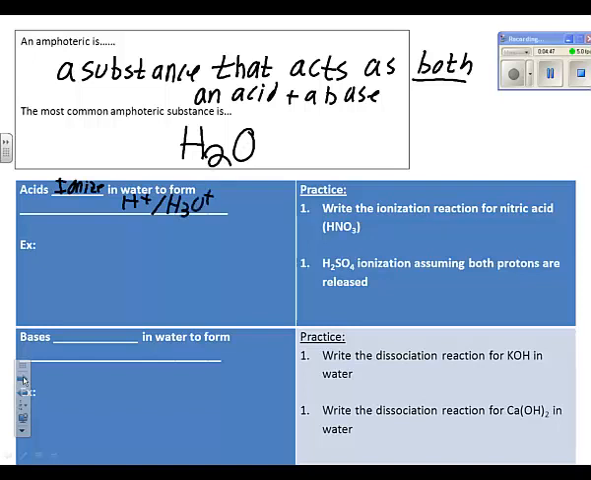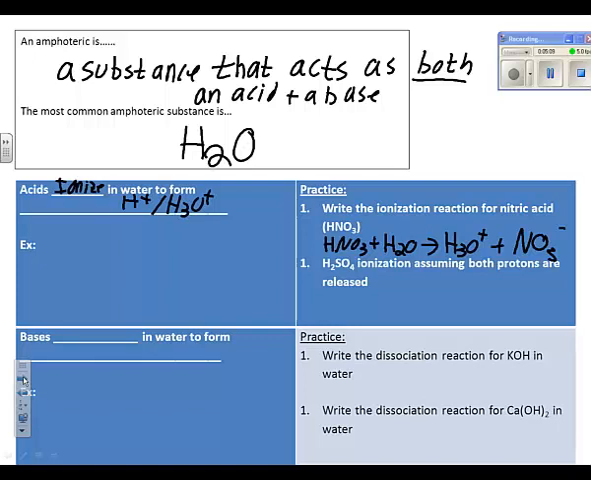So go over to the right side, let's practice. Write the ionization for nitric acid. So write HNO3. Ionization, you do H2O as a reactant. You have to form the hydronium, the H3O, and then the anion for the acid, which is going to be the NO3 with its negative charge. Do not forget your charges.